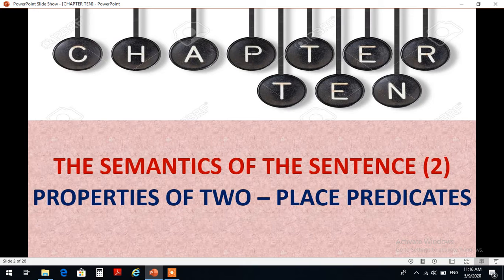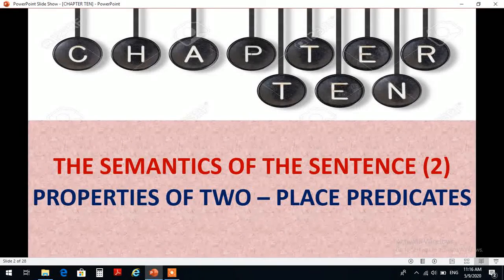نتناول الآن في محاضرتنا الفصل العاشر من الكتاب، وعنوان هذا الفصل هو The Semantics of the Sentence Number 2. والعنوان الفرعي لهذا الفصل هو Properties of Two-Place Predicates، خصائص two-place predicates.